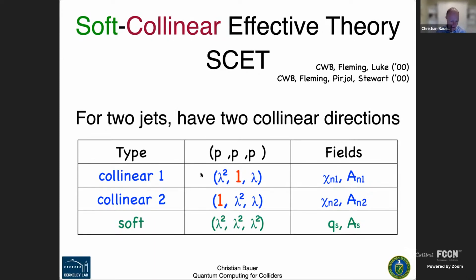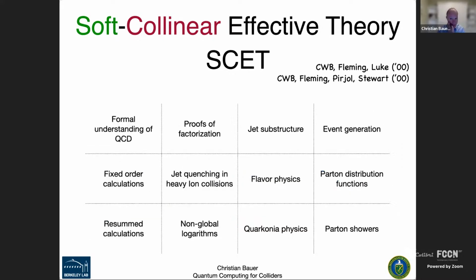And it's a theory that is now used all over the place. You can essentially define individual degrees of freedom for different collinear particles, soft particles, you have individual fields for all of this. You can write down a Lagrangian that describes how collinear particles interact with soft particles, and so on. I'm not going to go into any of the details here. But SET has been incredibly successful in the last 20 years.